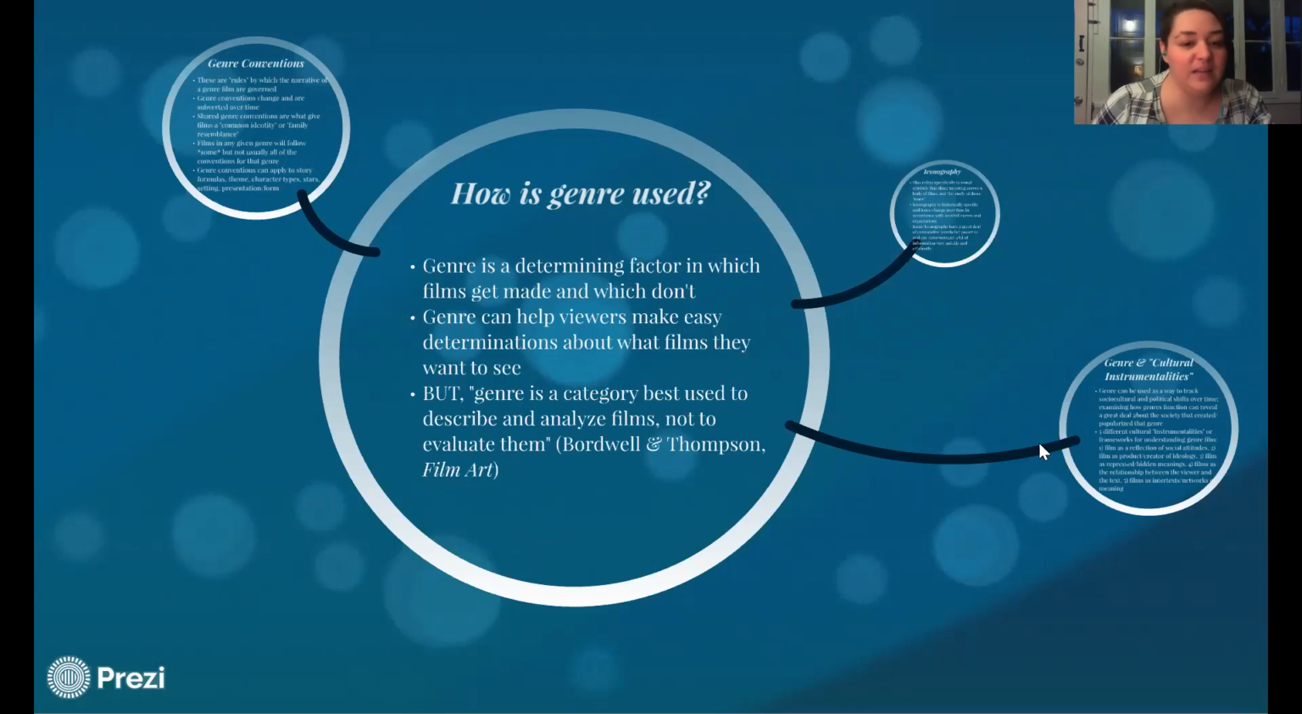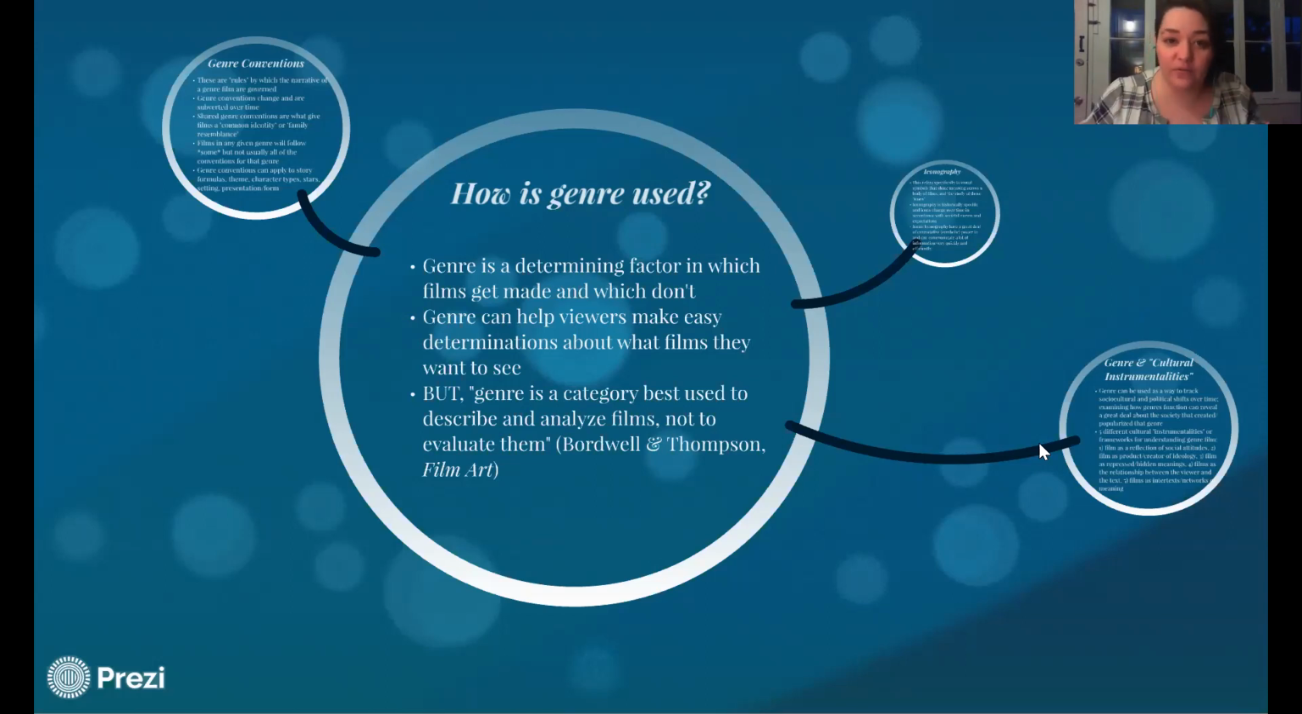But the important thing to keep in mind is that genre is really best used to describe films and analyze films rather than to evaluate them. So I'll go ahead and say something controversial. There's no such thing as a bad genre. Maybe there are genres of films that you personally don't prefer, that you don't enjoy as much, but something is not a bad film based on it being a particular genre or subgenre. All genres and subgenres of films have their high points and their low points. Even if you personally don't enjoy horror films, it doesn't necessarily mean that every single horror film is a bad film because it's a horror film. It's just not necessarily your personal preference in film.